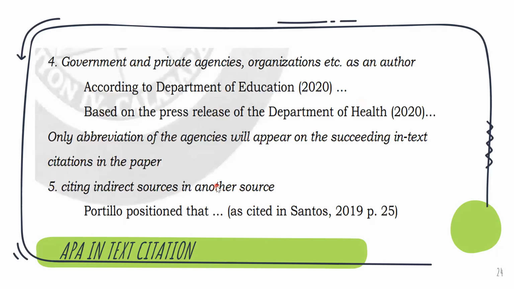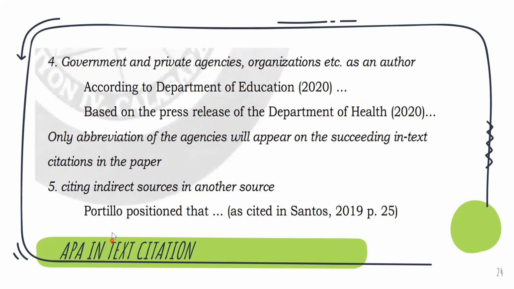Government and private agency organizations, such as an author: according to Department of Education 2020. We usually, for example, if we want to quote a certain organization, this is how we do it for the APA style.